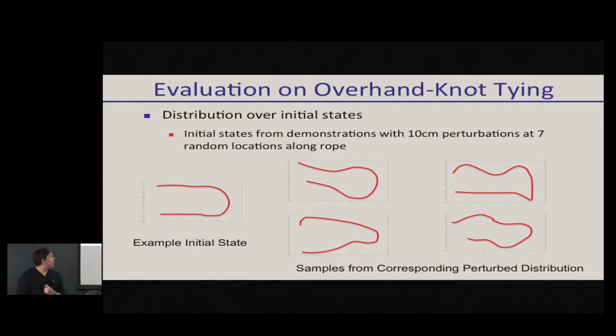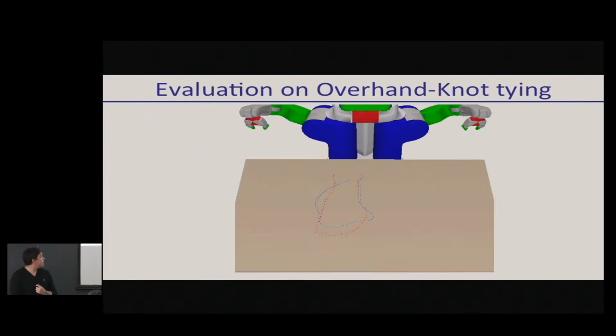To test that out, we looked at some simulated robot tasks. To generate a distribution over initial states, we took the initial states from our rope distribution and perturbed them in different ways. In particular, you pick 7 locations, and you perturb those by a random amount, up to 10 centimeters. And here are some samples from our distribution centered around this state. So you can see we actually do get fairly different states.